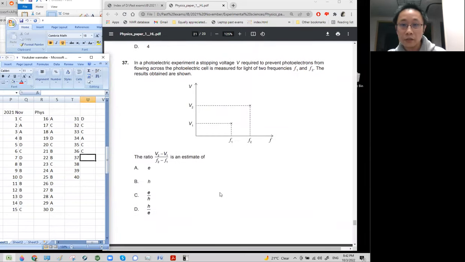37, in the photoelectric experiment, a stopping voltage V required to prevent photoelectrons from flowing across the photoelectric cell is measured for 2 light frequencies, and the results are obtained. Well, that's confusing. So this V2 minus V1 over f2 minus f1 should just be the gradient of this section. So what should be the equation of this straight line, you guys wonder? Well, the kinetic energy of the photoelectrons equals the incoming photon energy minus the work function.